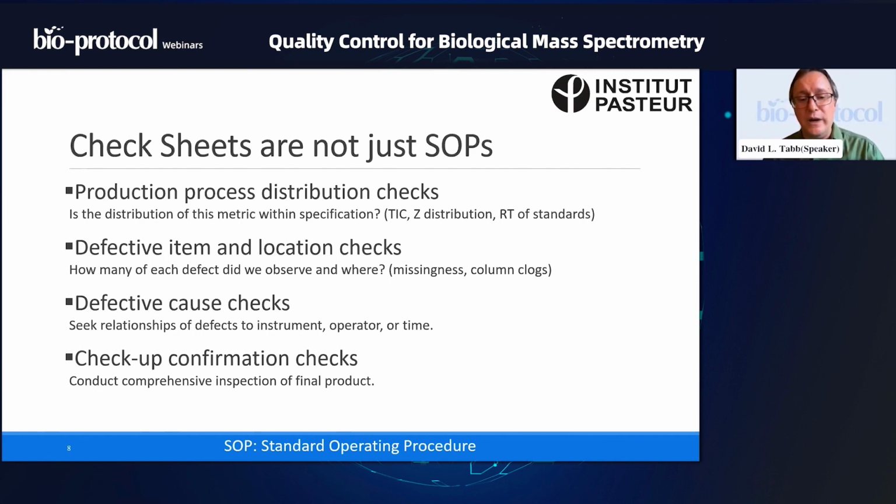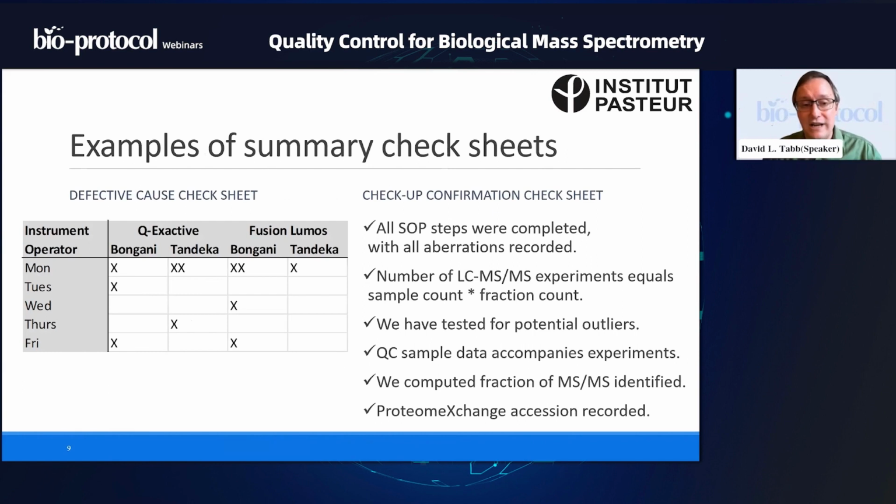And finally, we have check-up confirmation checks, which is a comprehensive inspection of the final product. In this case, the data set and the identifications and the spreadsheets and so on that you're going to send to the core facility users, a comprehensive inspection. So let's look at a defective cause check sheet.